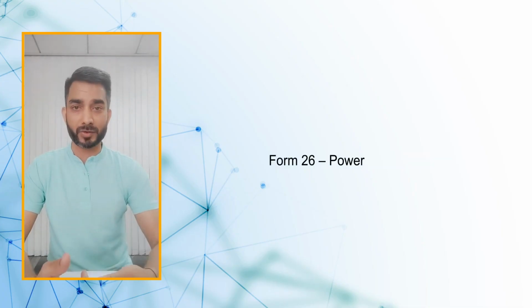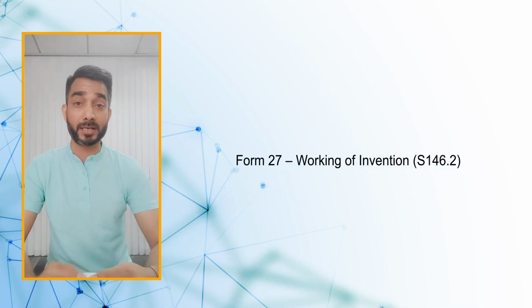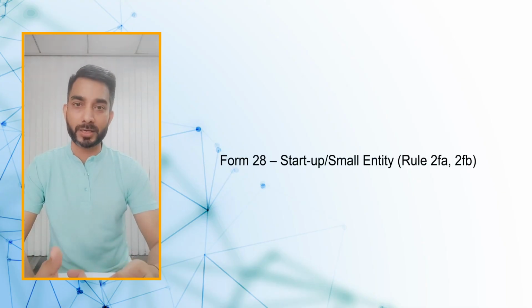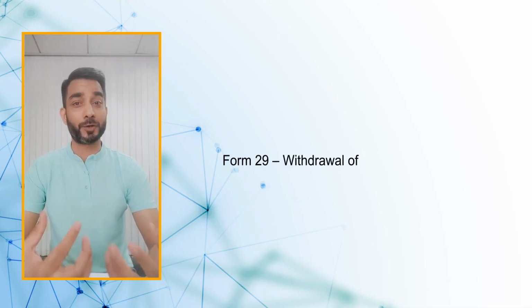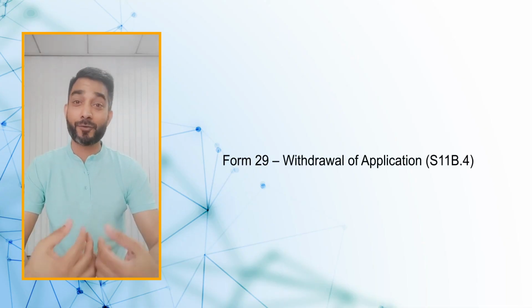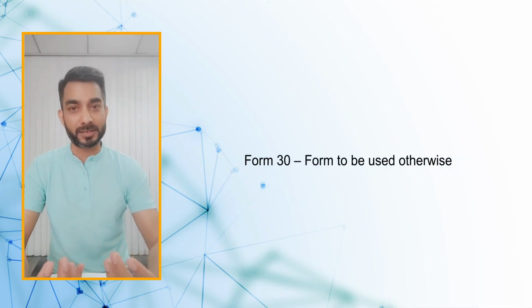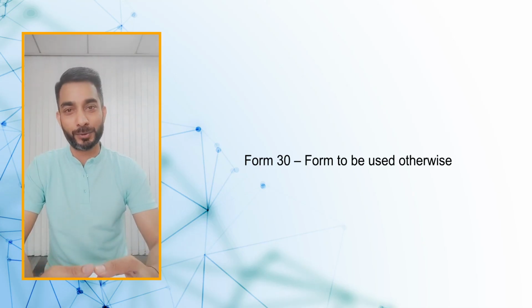Form 26 is power of attorney. Form 27 is to be used for providing details of the working of invention to the Patent Office every year. Form 28 is to be used to claim the status of small entity or startup. Form 29 is to withdraw the application under Section 11B. And Form 30 is the form to be used when no other form is applicable for the request that you are making. That's it then.